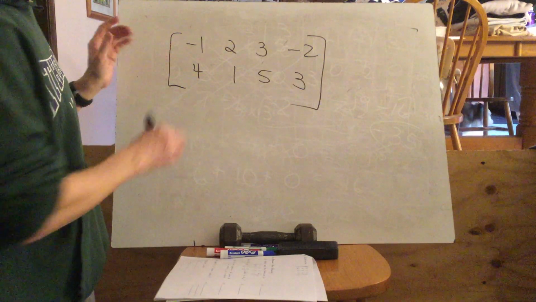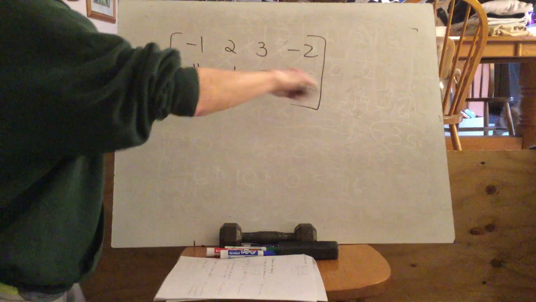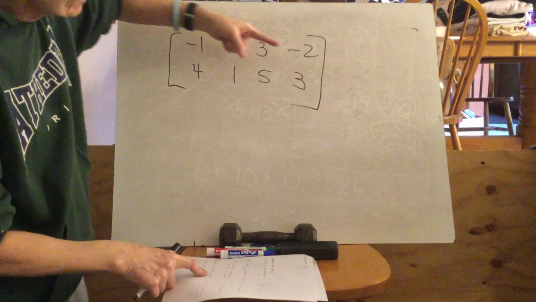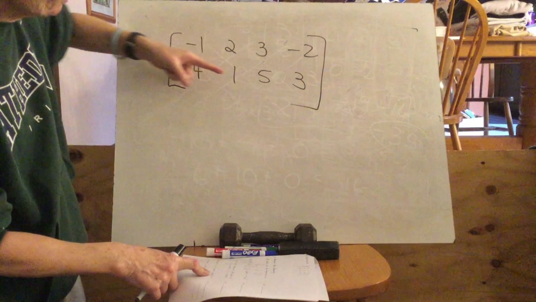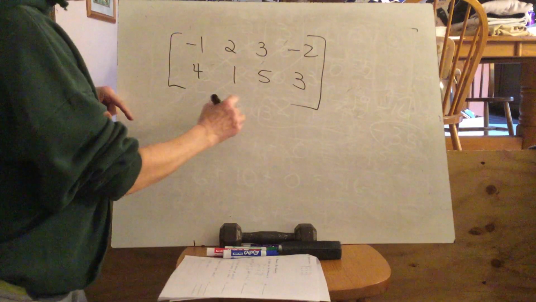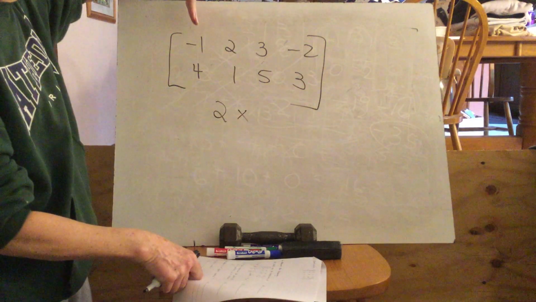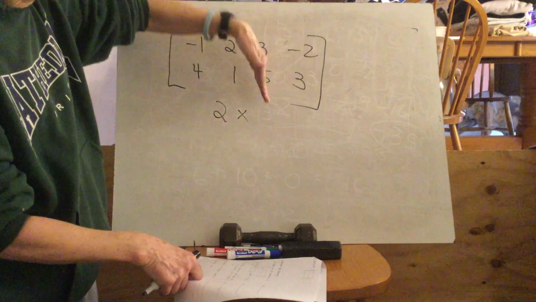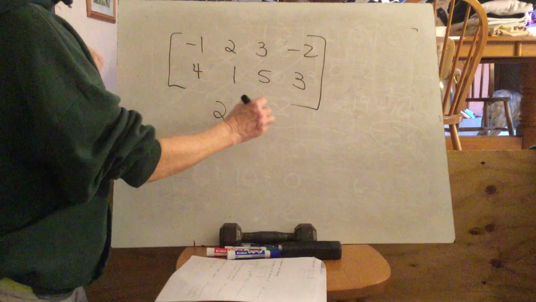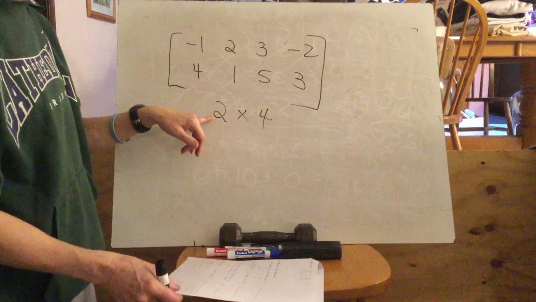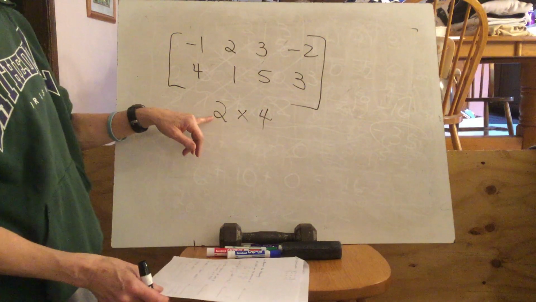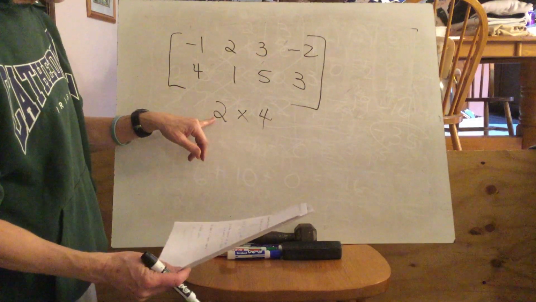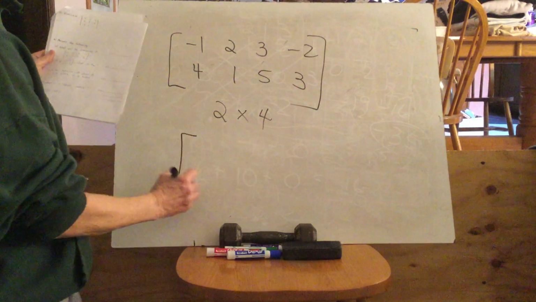So all you have to do is count how many rows you have. These are rows. Watch my finger going across like the rows of a bleacher. So we have 2 rows. And then the columns, like the columns at the White House, 1, 2, 3, 4. So this matrix, his dimensions are 2 by 4. We always do rows and then columns.